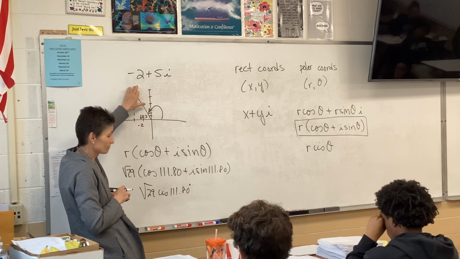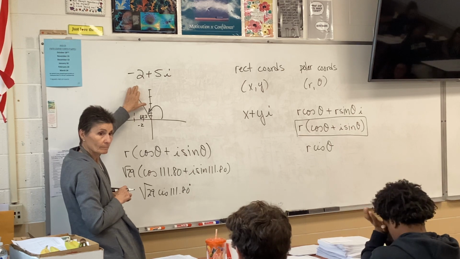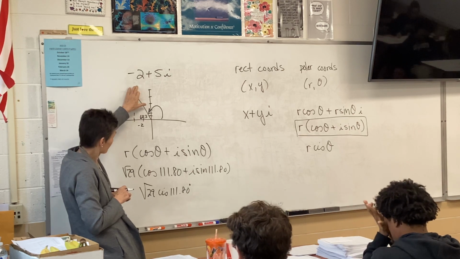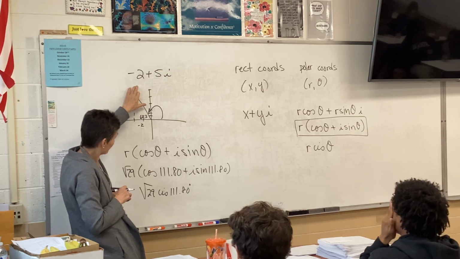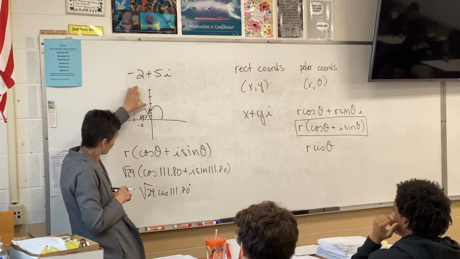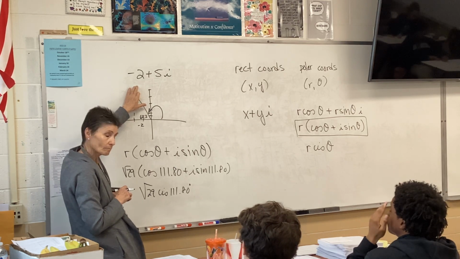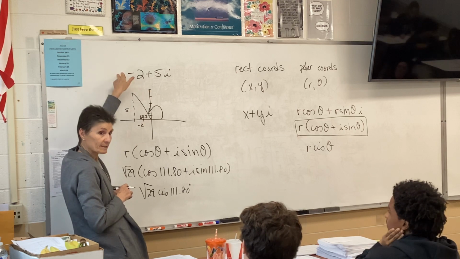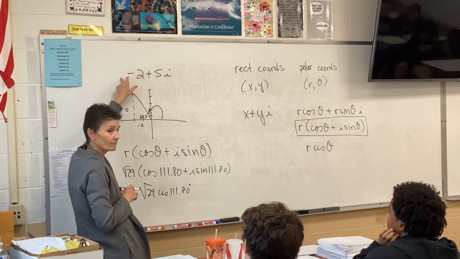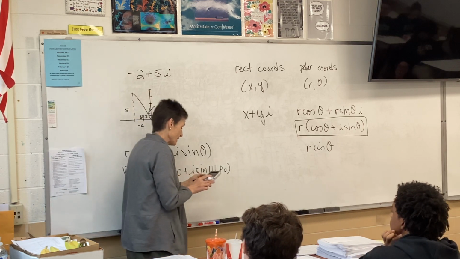Why do we have to use the degree if we know the cosine of 111 is just going to be 2 over root 29? Oh wait, never mind. You would be going back to this. Yeah, that would be back to that. All right, let's do the next one.